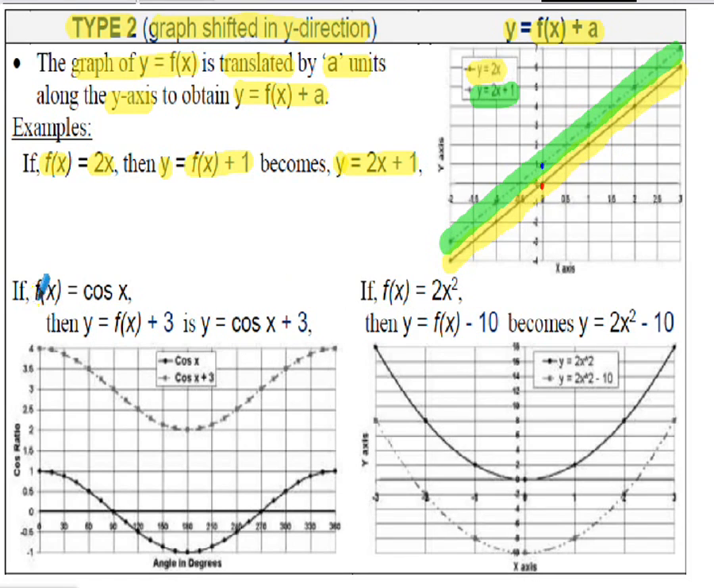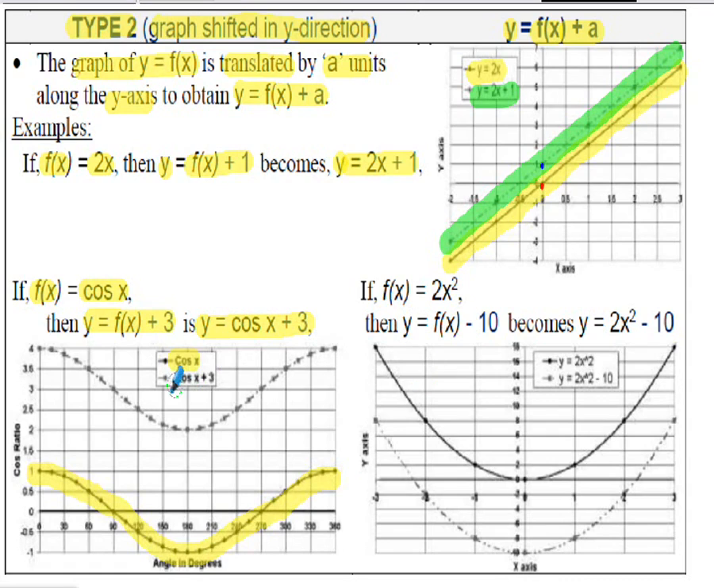If we consider a function of x is equal to cos x, then y is equal to the function x plus 3 would be y is equal to cos x plus 3. If we plot the cos x curve, we would plot this curve here. This is the cosine curve.